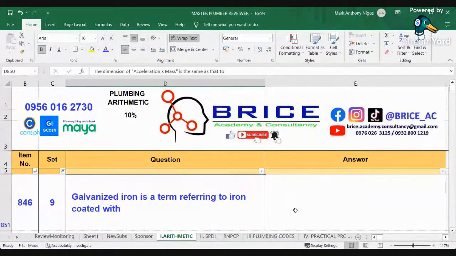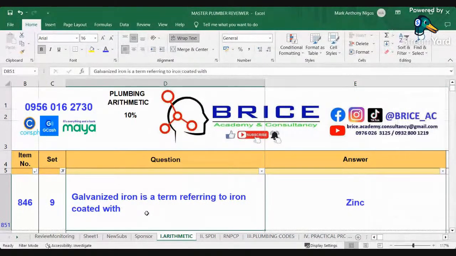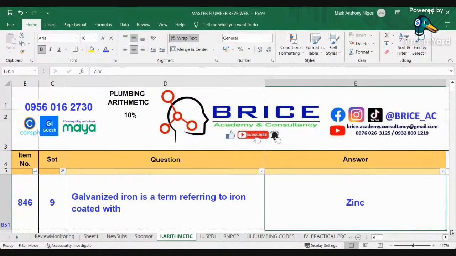846. Galvanized iron is a term referring to iron coated with, the answer is zinc. Galvanized iron is a term referring to iron coated with zinc. The answer is zinc.